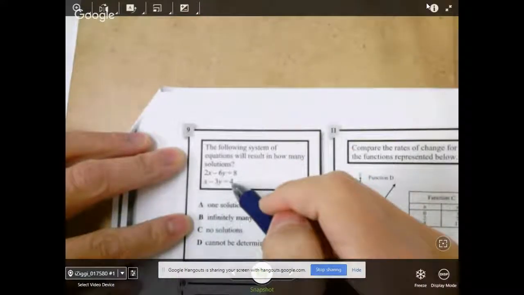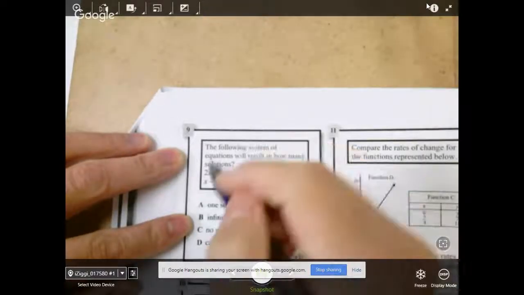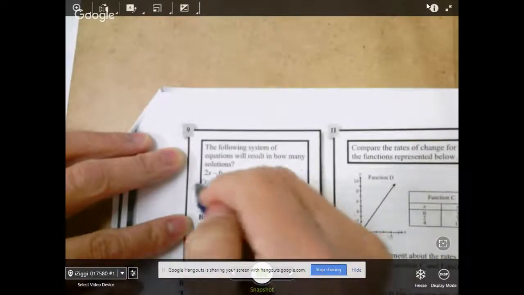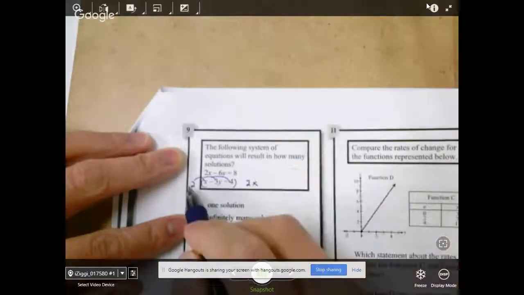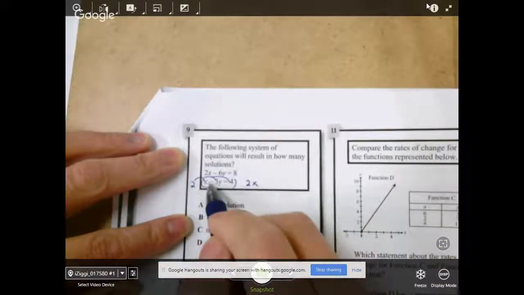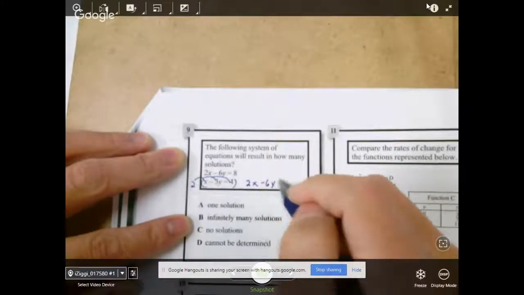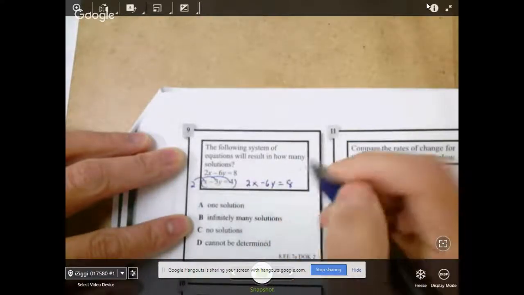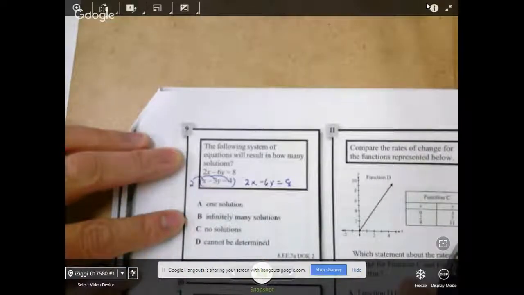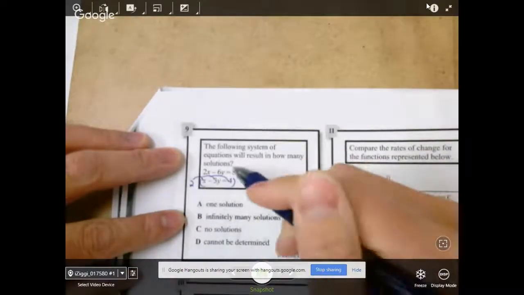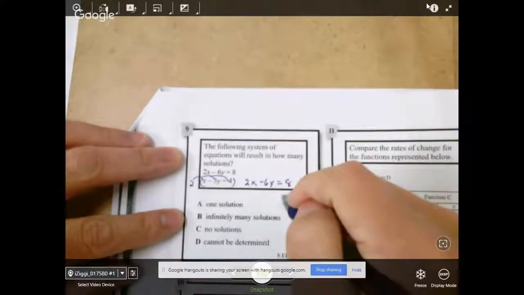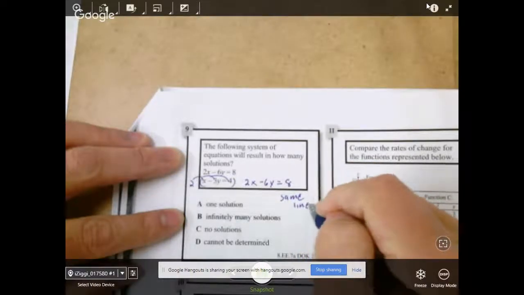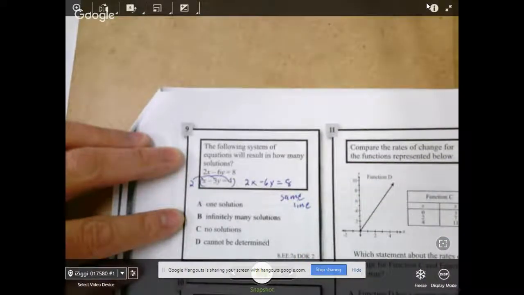If I multiply this bottom equation by 2, 2 times x is 2x, 2 times negative 3 is negative 6, minus 6y, 2 times 4 is 8. Look, exactly like the top. So these two lines are exactly the same line. If you have two lines that are exactly the same, there's going to be infinitely many solutions.